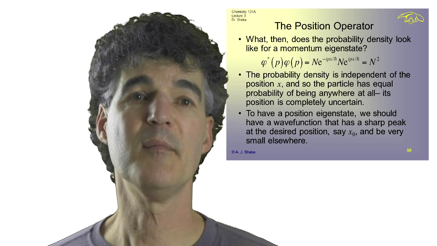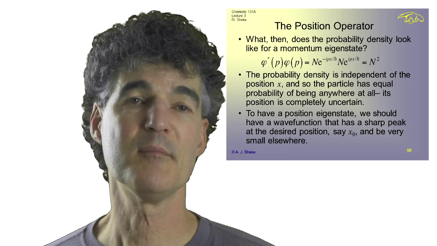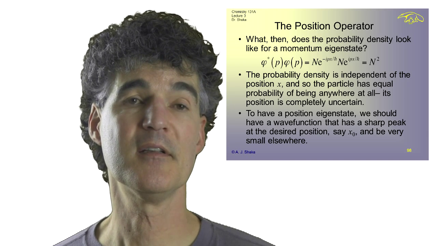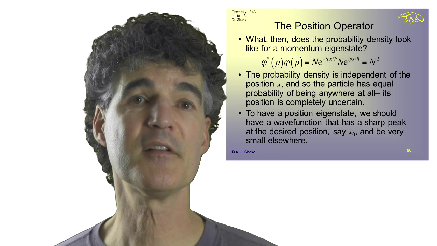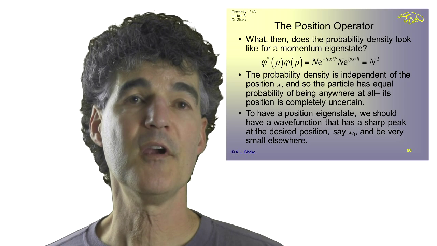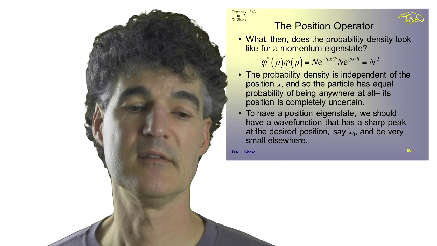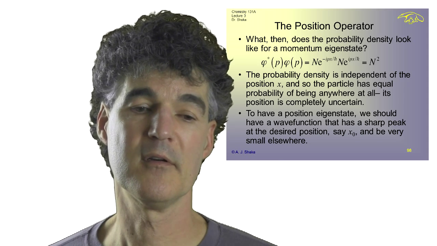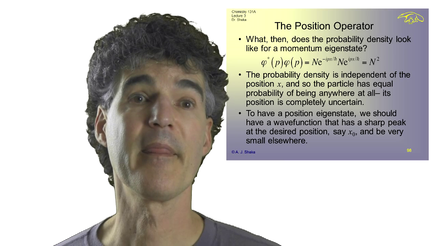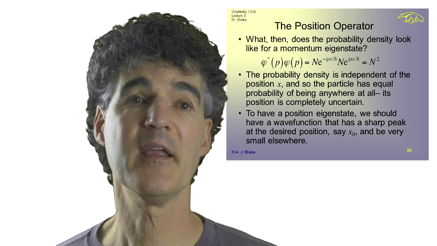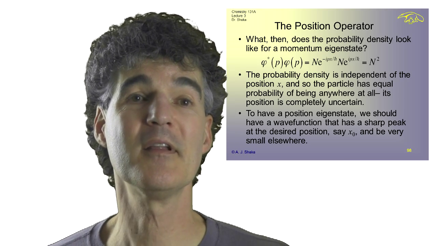We get N e to the minus ipx, N e to the plus ipx. E to the plus, e to the minus, that's 1, because that's e to the 0. It doesn't matter whether it's imaginary or real, that still works. We just get N squared. But that's weird because it says the probability density doesn't depend on x. It's just some number. And what that means then is for a momentum eigenstate, the particle has equal probability of being anywhere at all. Basically from plus or minus infinity, equally likely.